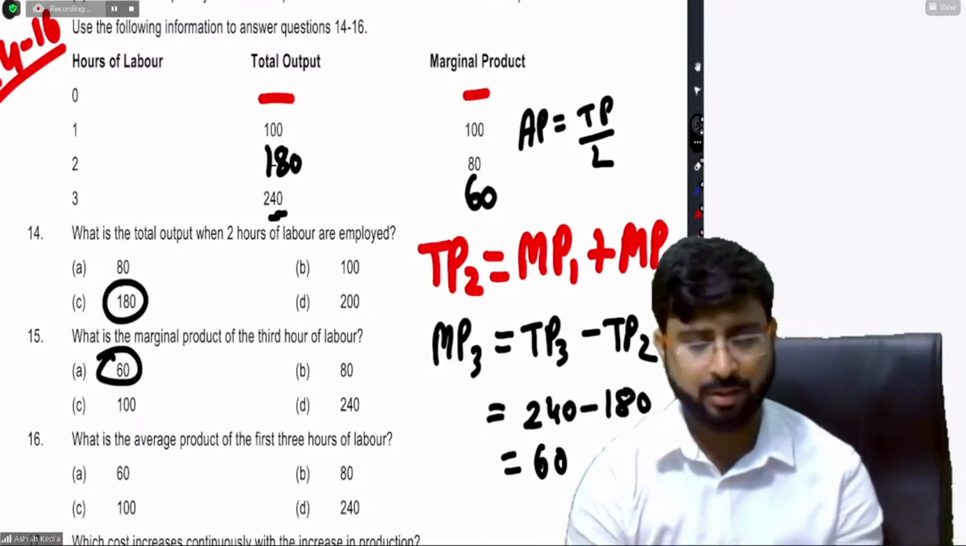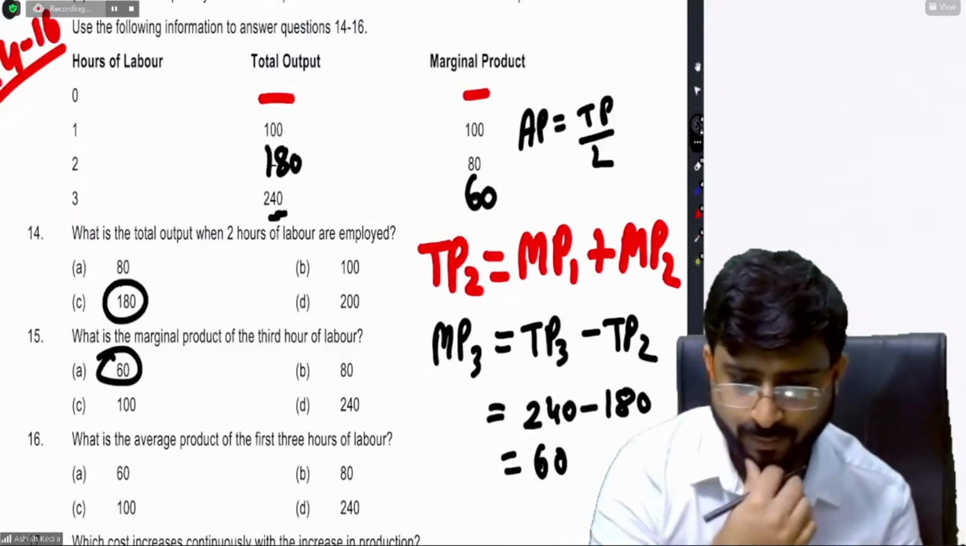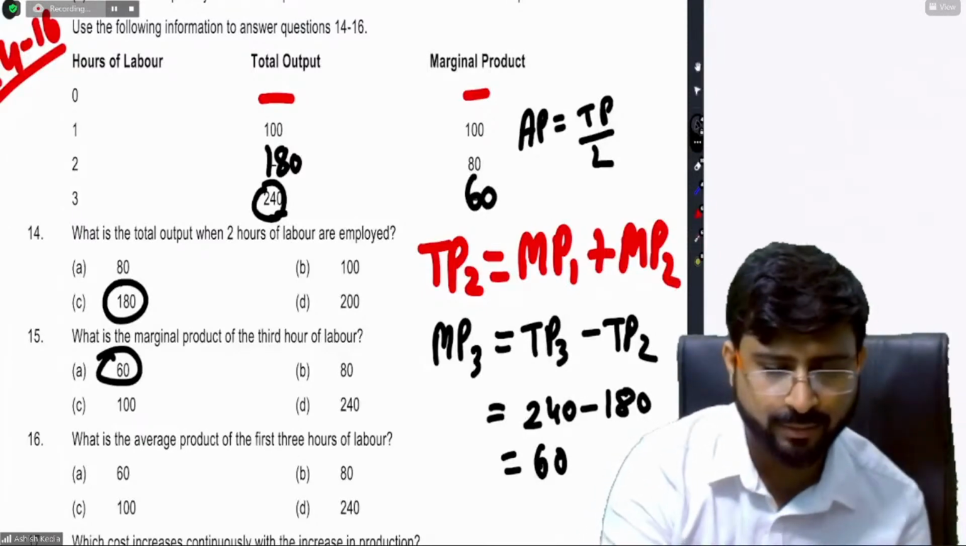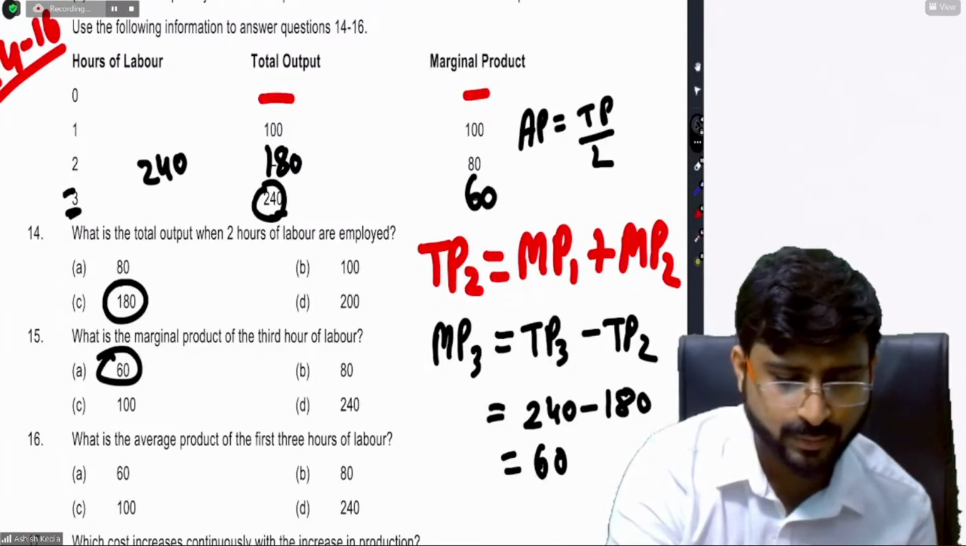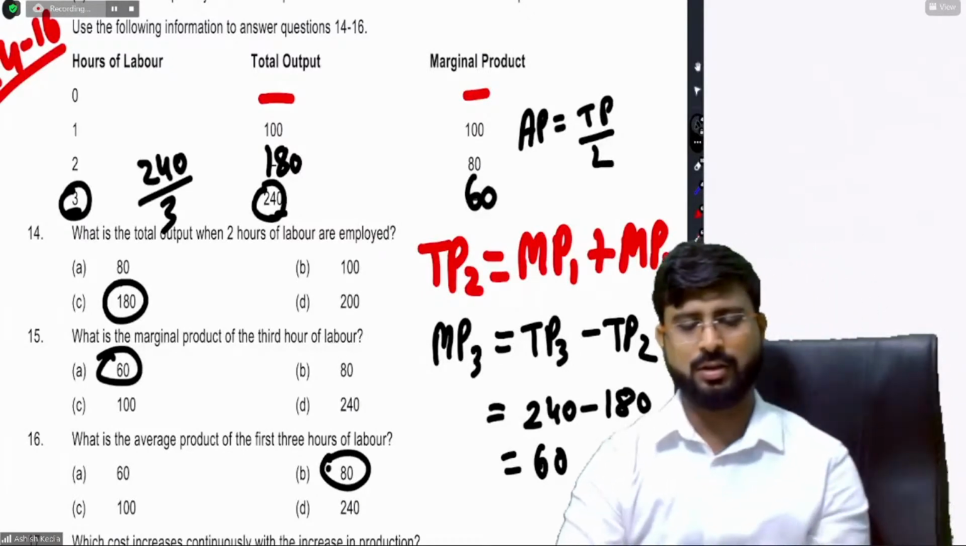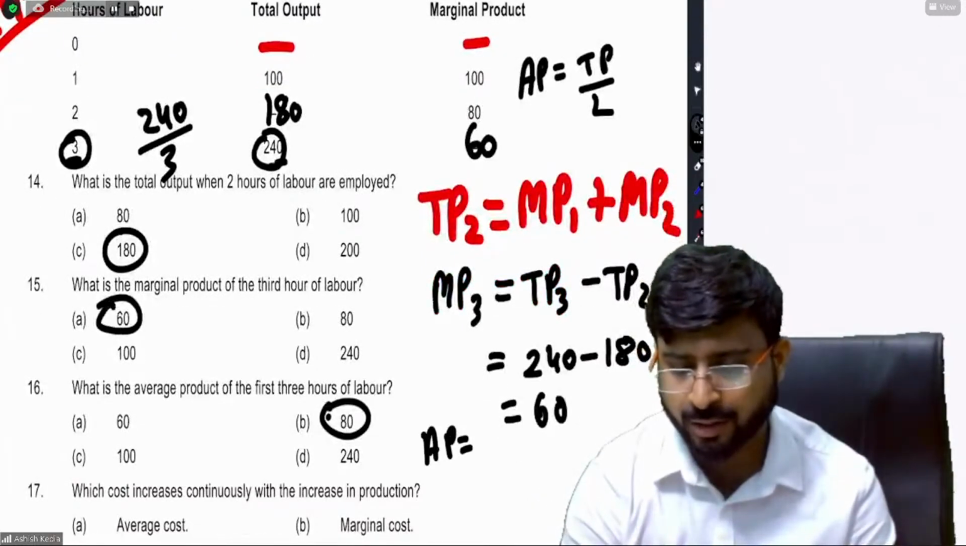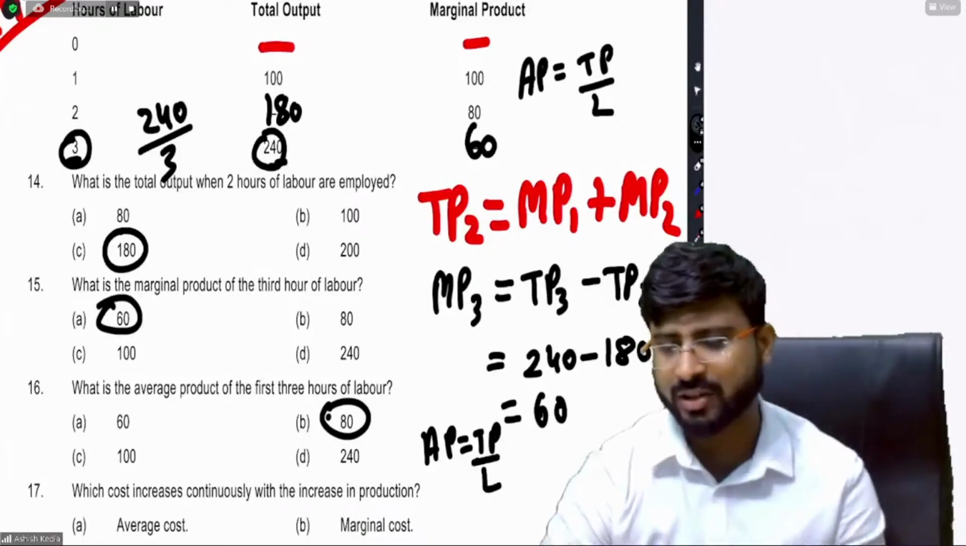What is the average product? Total product by L. So total product is 240, with 3 units of labor. So 80. Hopefully it's clear. AP equals TP by L. So a very good practice we got.